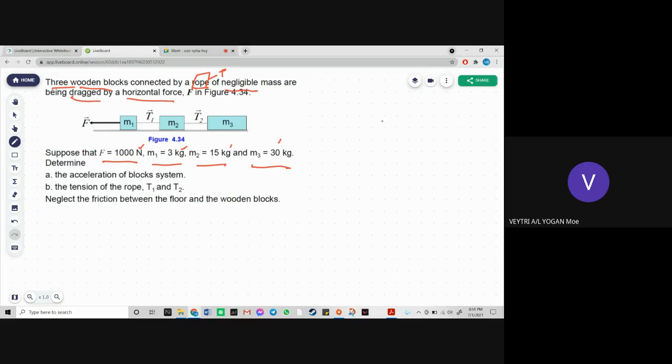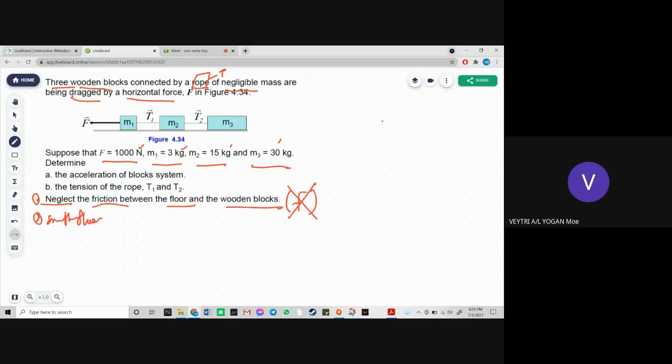This is a very important point. Neglect the friction between the floor and the wooden blocks. This literally means there is no frictional force, no usage of frictional force, the moment they say neglect. Or number two, they can say smooth floor. When they say it's smooth, automatically no frictional force. Okay, that is the point that you guys need to know.